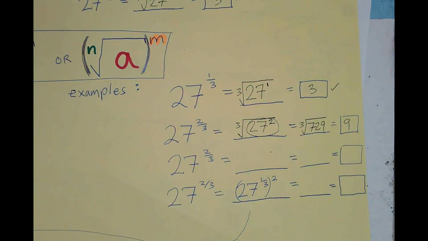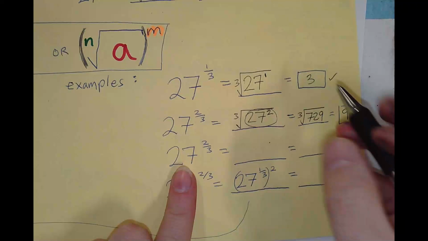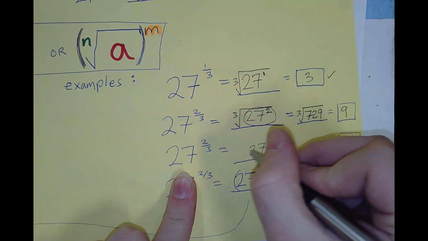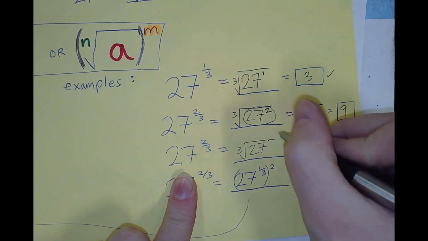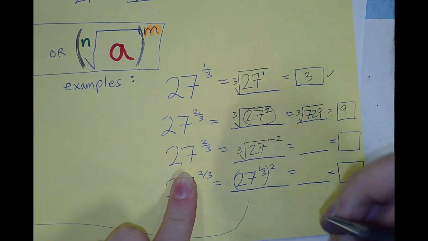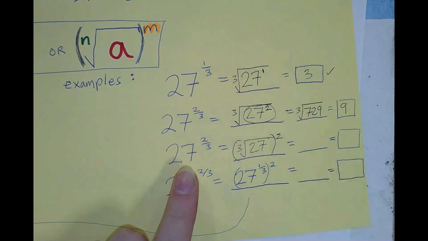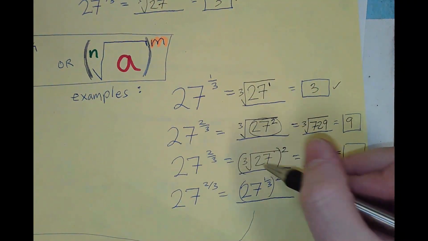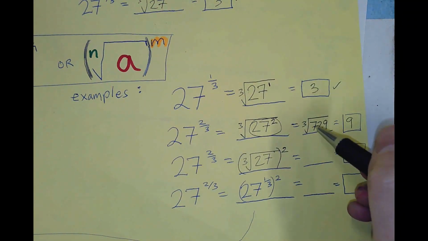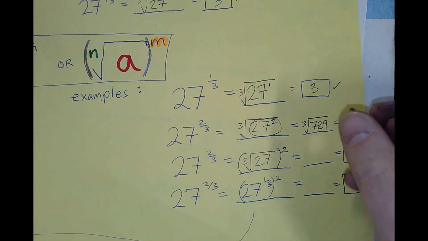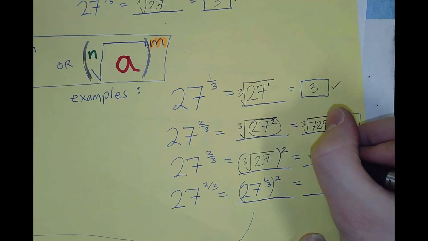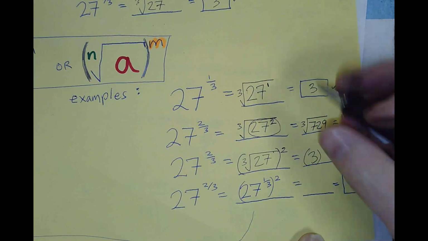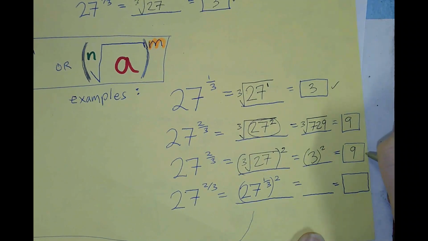Okay. Here's another way to do this. If I write the 27 to the 2/3 power as 27, but this time I write the 2 on the outside, what this means, and it's following this rule right here, is I can take the cube root of 27 instead of taking the cube root of a huge number. The cube root of 27 is going to be 3. And if I take that number and square it, I will also get the same answer of 9.